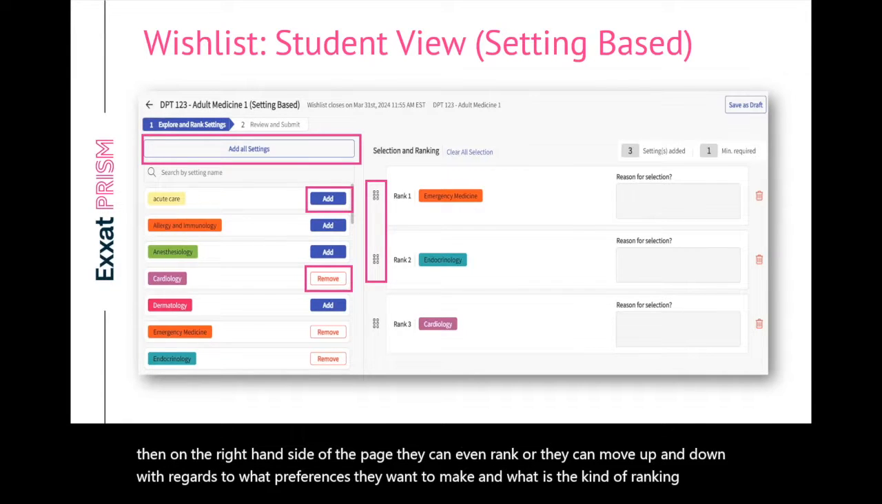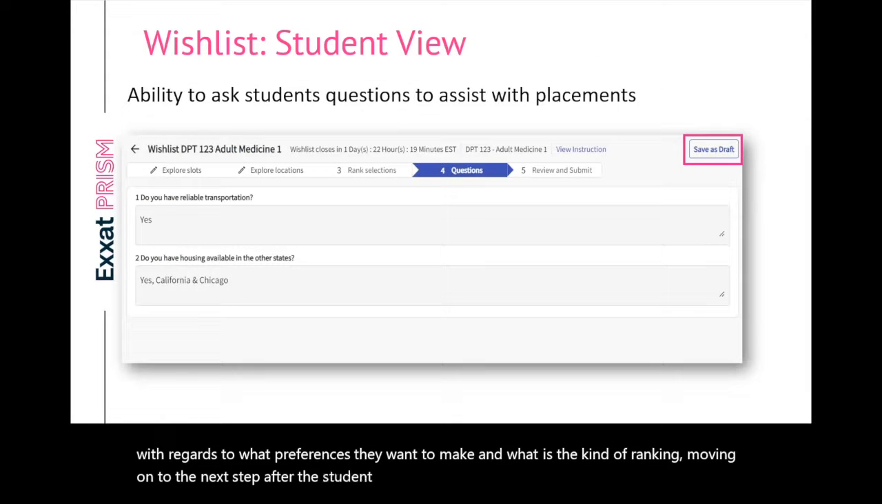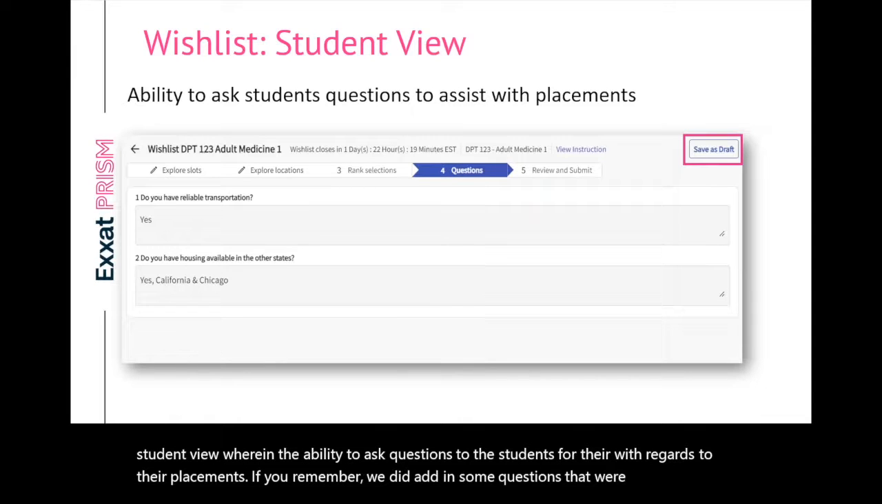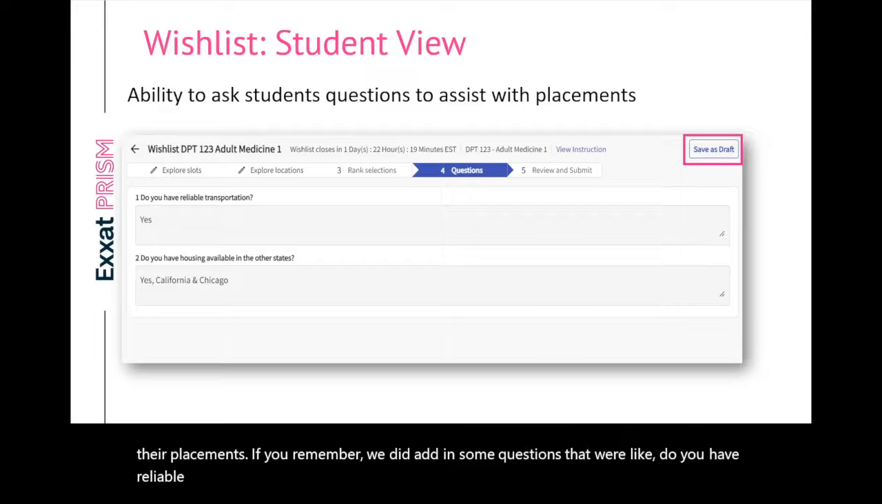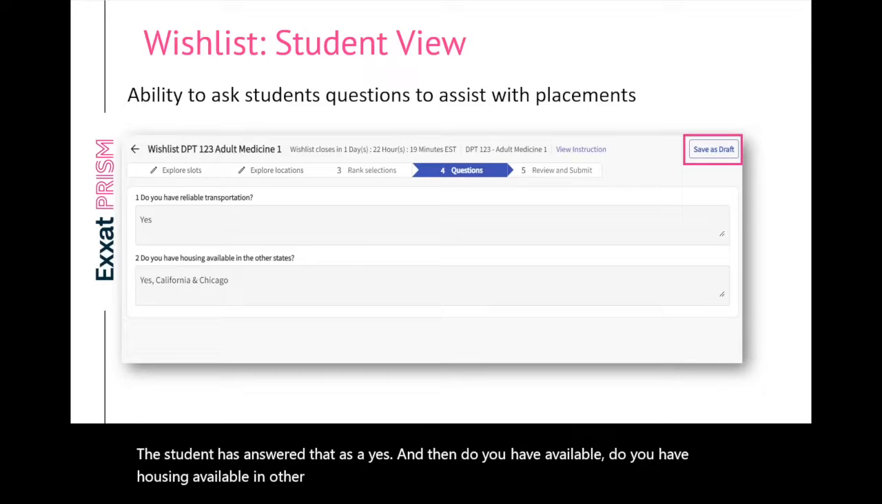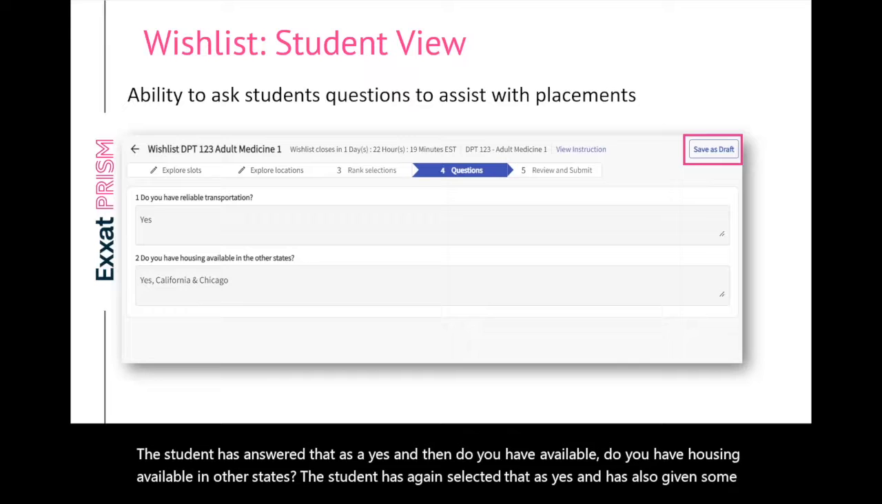Moving on to the next step, after the student has clicked on save as draft, we're now able to see the student view, with the ability to ask the student questions with regards to their placement. If you remember, we did add in some questions like, "Do you have reliable transportation?" The student has answered that as yes. And then, "Do you have housing available in other states?" The student has again selected yes, and has also given some state details over here.